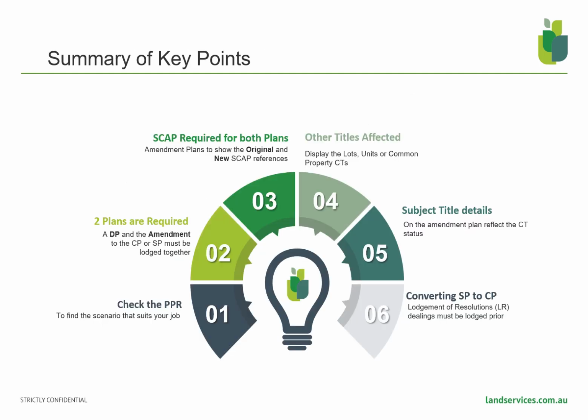In summary, the key points to remember are: check the PPR to find the best scenario that fits. Two plans are required and both plans must be lodged together, as the AP dealing is for both plans. Both the division and amendments to community or strata plan are now lodged through DPL. There are two SCAP consents required, one for each plan. The community amendment and strata amendment must show the original SCAP reference if available, and the new one on its textual sheet. All sheets on the amendments are labelled substitute sheet.